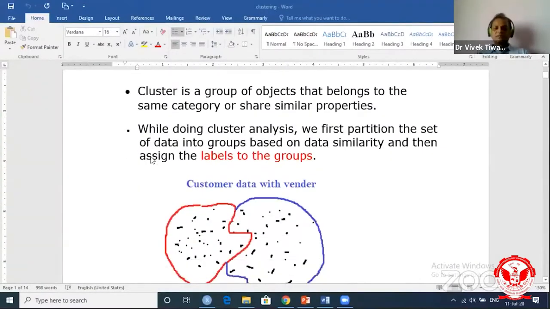There are two bullet points. One bullet point is talking about the cluster. Now I'm talking about a single group. After the clustering, there may be 100 clusters, maybe 20 clusters, maybe 5 clusters. Each cluster should be like that. A cluster means a single group. A cluster is a group of objects that belong to the same category or share a similar property.